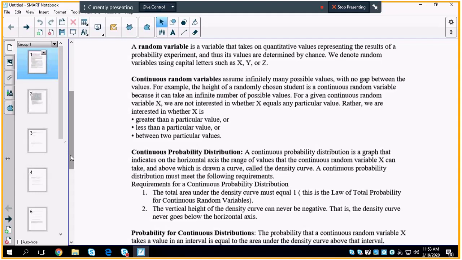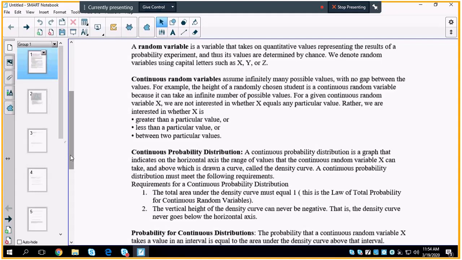For a given continuous random variable X, we are not interested in whether X equals a particular value. Remember when we were talking about discrete probability distribution, we were finding the probability of X equal to the value of the random variable. For continuous random variables, those are insignificant. In fact, the probability that a continuous random variable is exactly equal to a value is always equal to 0. So we will rather be interested in the probability that the random variable is greater than a particular value, less than a particular value, or is in between two particular values.